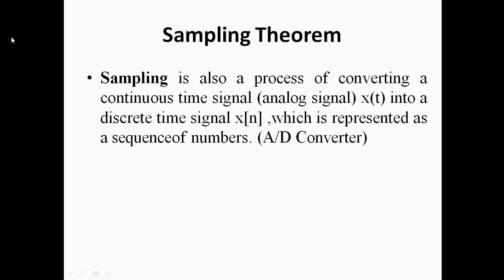Sampling is a process of converting a continuous time signal, represented here as x of t, into a discrete time signal x of n. Now, why was this proposed?